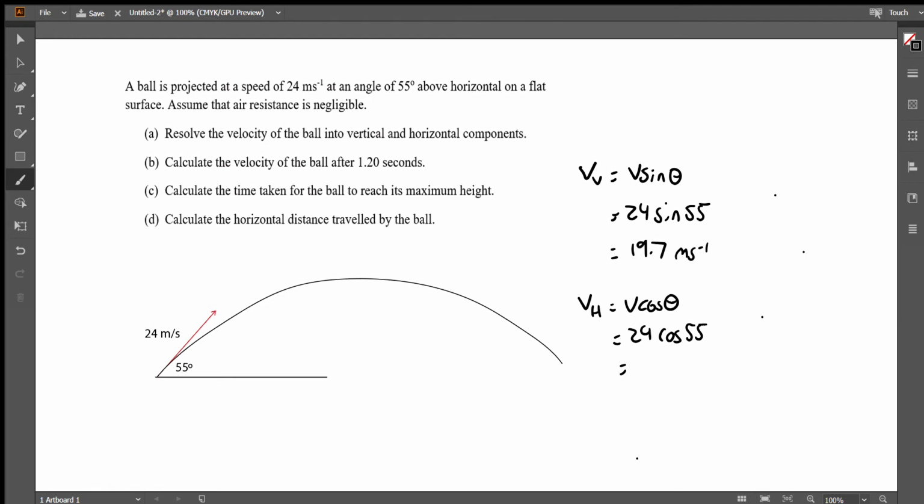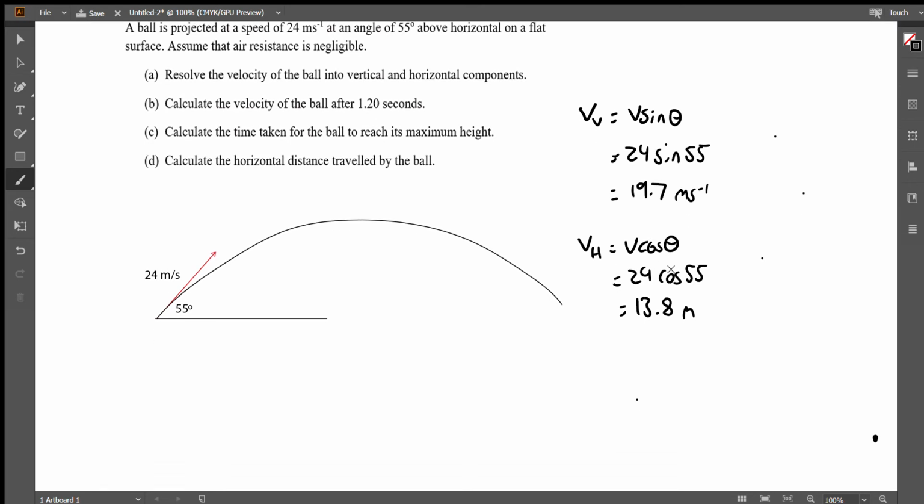if we substitute into our calculator, we should get 13.8 meters per second. So that's very straightforward. That's more of a thanks for coming type question.